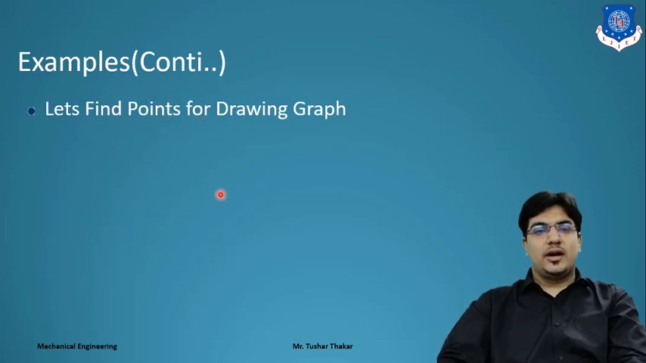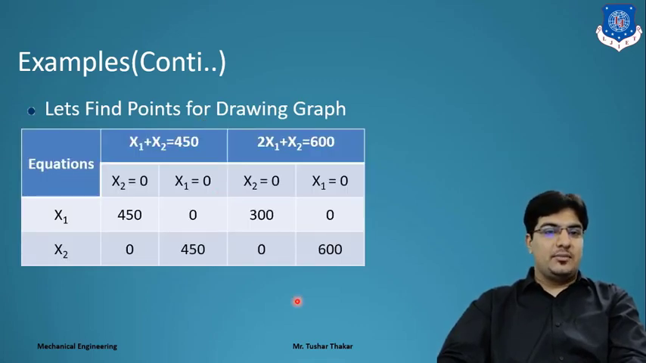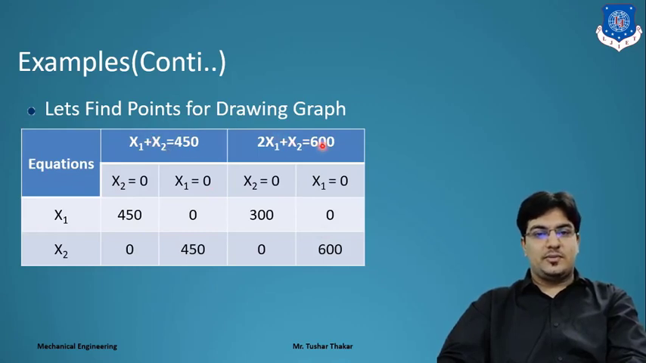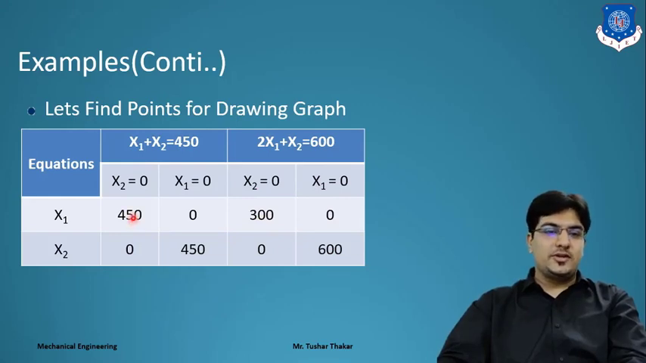Let's find the points for drawing the graph. We make one table for the equations x1 + x2 = 450 and 2x1 + x2 = 600. The question is how to find the points for drawing a graph. Simple: first take x2 = 0, so we get x1 = 450. Next take x1 = 0, so we get x2 = 450. For the second equation, same thing: with x2 = 0 we get x1 = 300, and with x1 = 0 we get x2 = 600.